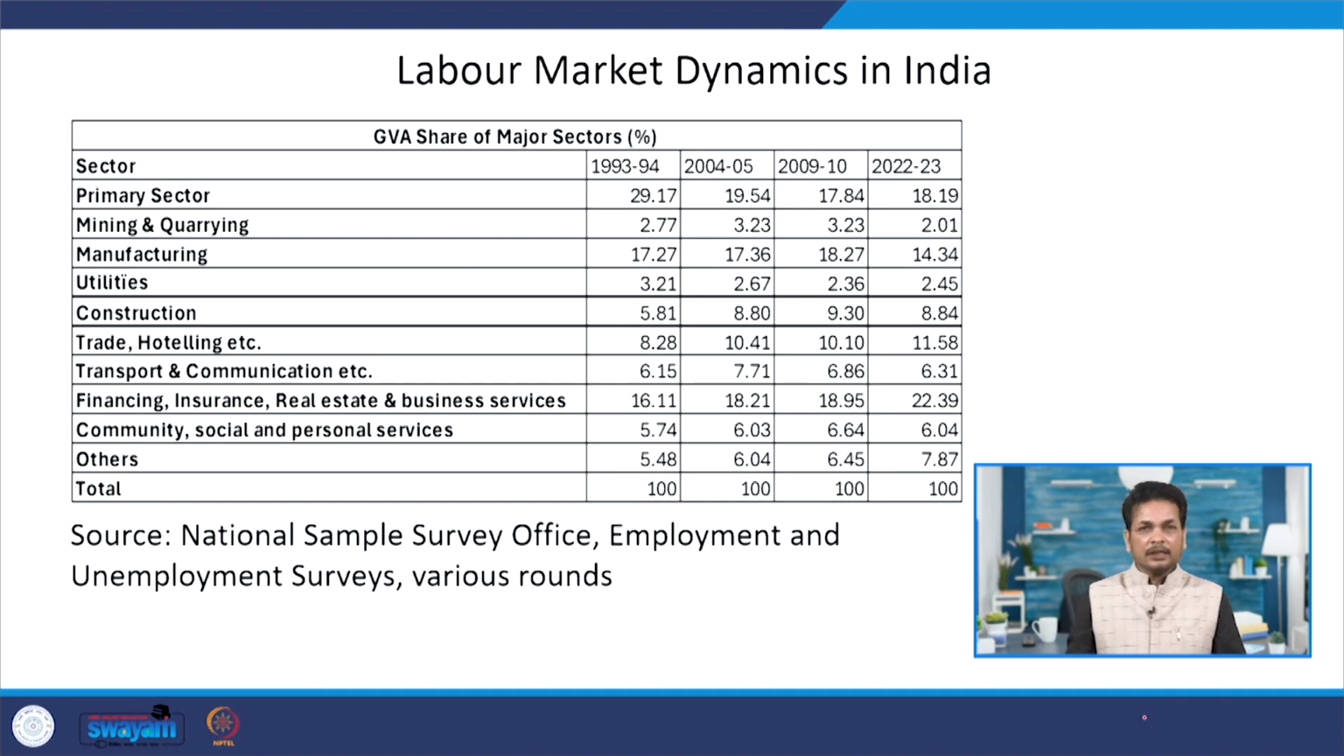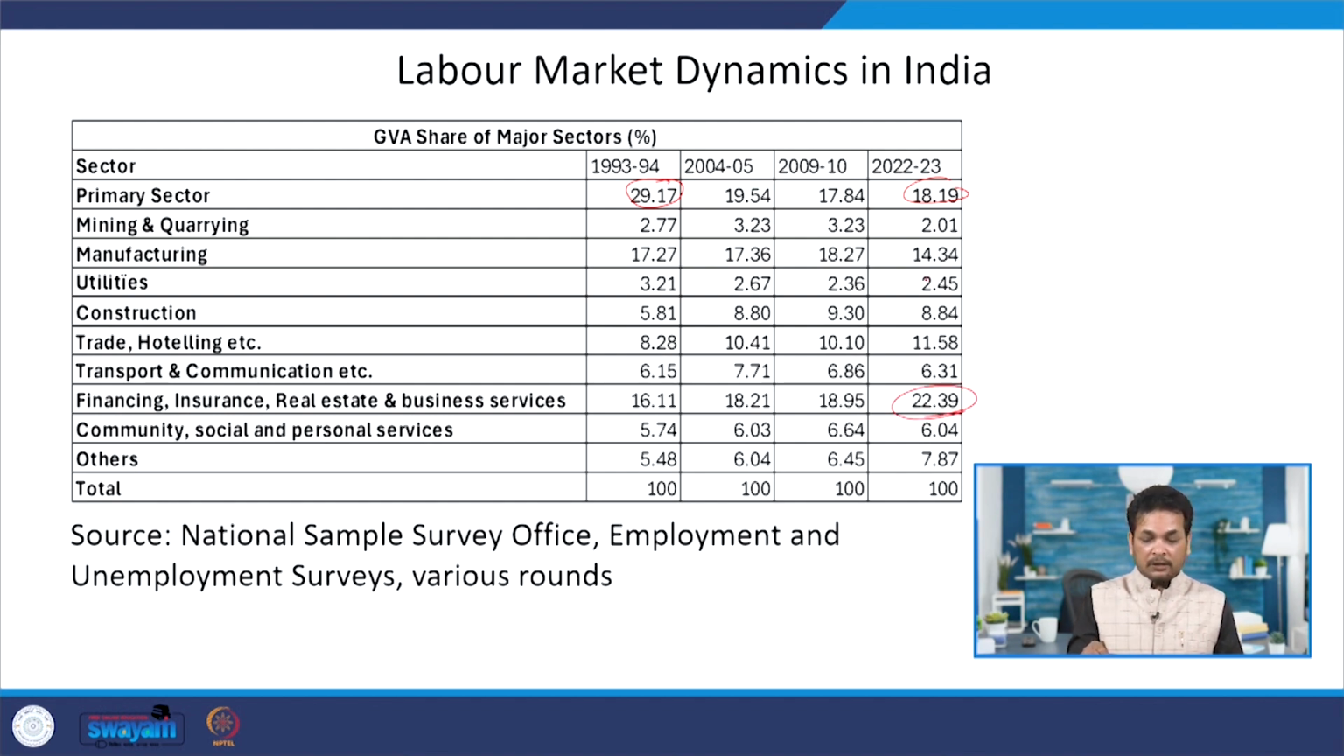Now, if you look at this graph, as we have seen, the Indian economy has performed well in the last 30-40 years, over the 6% growth rate. Now, the sectoral distribution: which sector of the economy contributes to this growth, or the change in the structure of the economy. You can see the primary sector was contributing 30% in 1993. In 2023, it is roughly 18.19%. The contribution of the finance, insurance sector has increased.